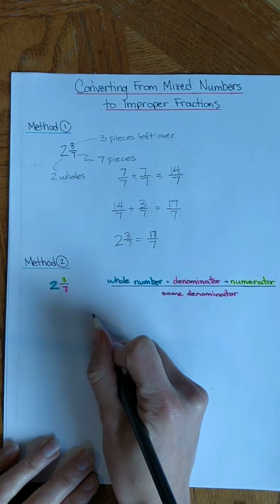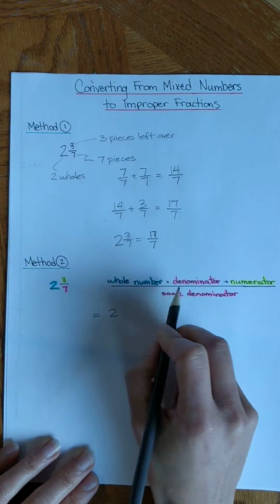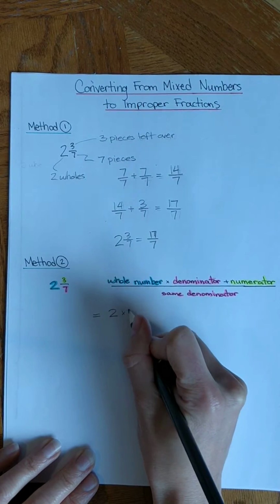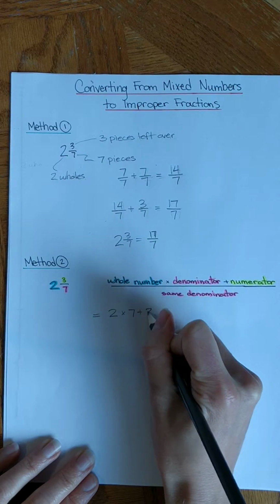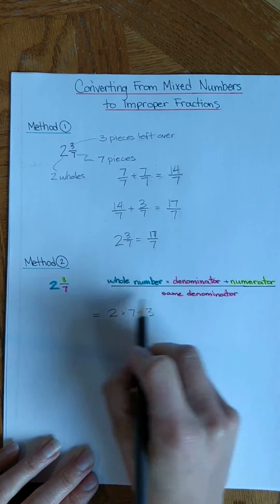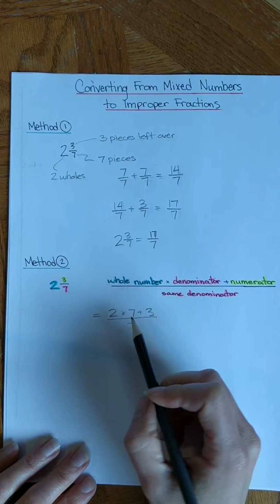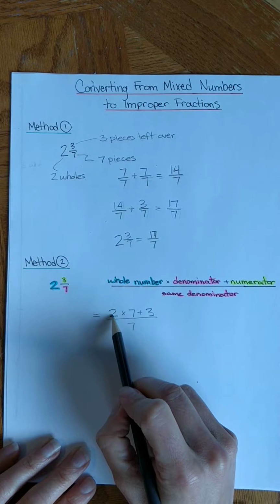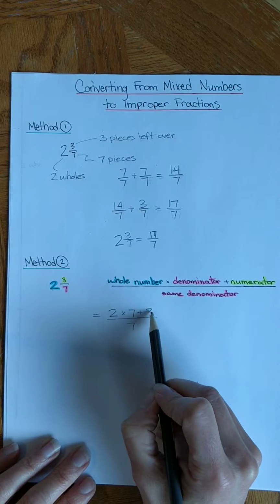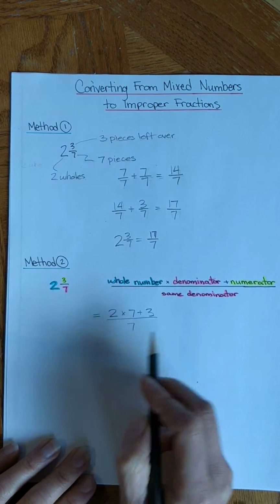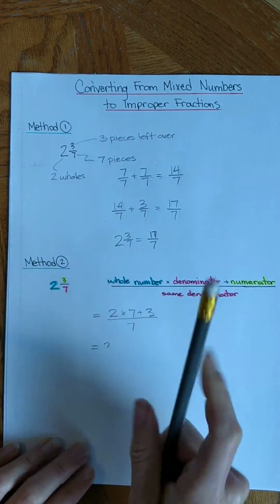We can rewrite this as our whole number, so 2, times our denominator of 7, plus our numerator, which is 3, and it's all over the same denominator, that same 7. So what we're really doing here is taking the number of wholes we have, multiplying by how many pieces are in each whole, and then adding on those leftover 3/7.